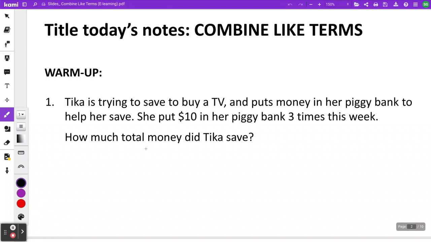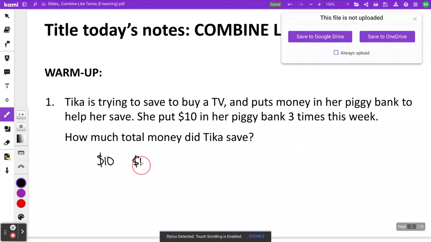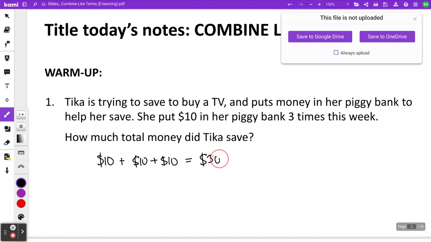So the warm-up question asks, how much total money did Tika save? She put $10 in her piggy bank 3 times this week. There's 2 ways you can approach this problem. You can think about it as an addition problem. She put $10 in her piggy bank the first time, $10 the second time, $10 the third time, and we could add them all up to find that total of $30.